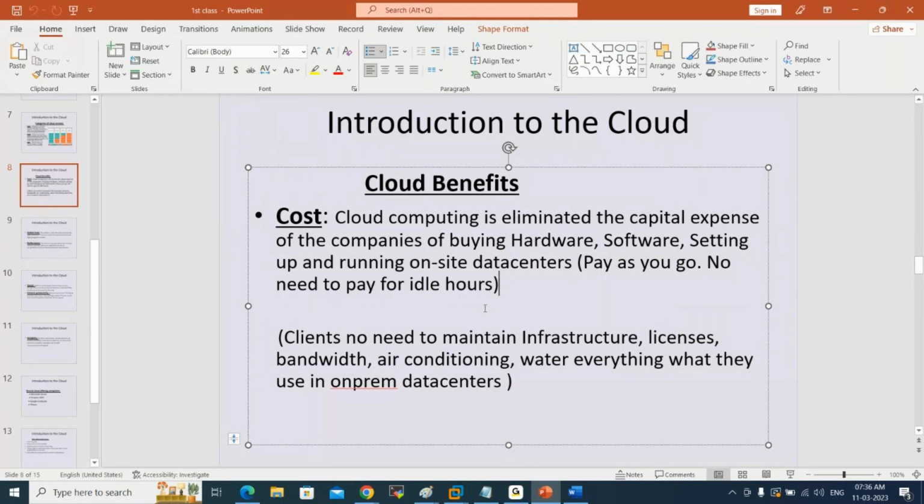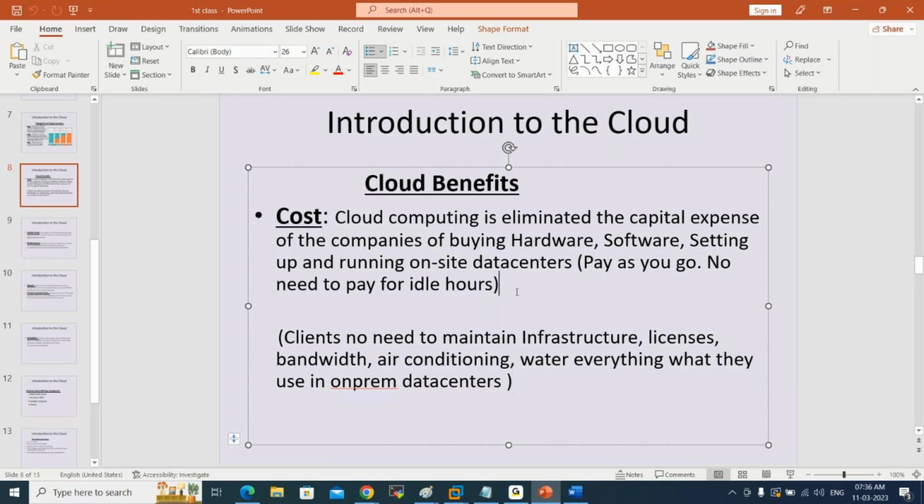Right. So when you implement the cloud, clients don't need to maintain the infrastructure, licenses, bandwidth, air conditioning, water, everything they are using in the on-prem data center. They only have to look after their business model. They don't have to look at the infrastructure side. So this will offload the headache, right? Unnecessary headache. So this is another benefit.